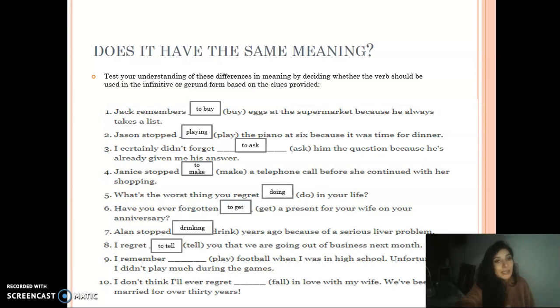I regret to tell you that we are going out of business next month. I remember playing football when I was in high school. Unfortunately, I didn't play much during the games. Finally, we have, I don't think I'll ever regret falling in love with my wife. We've been married for over 30 years.